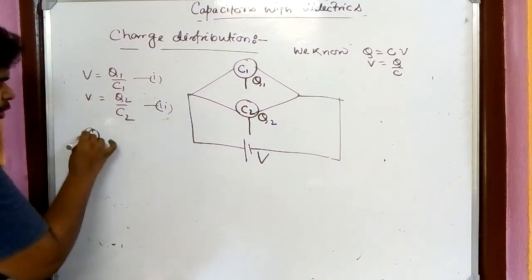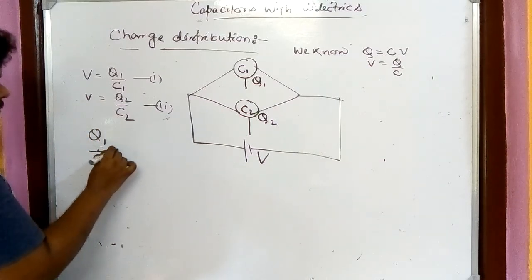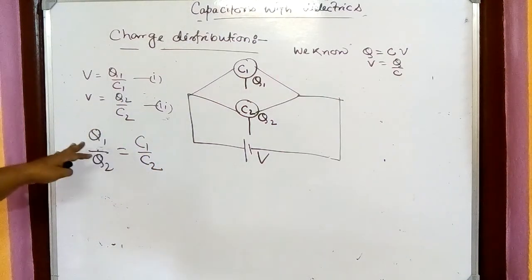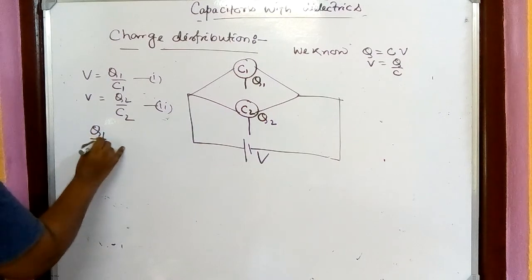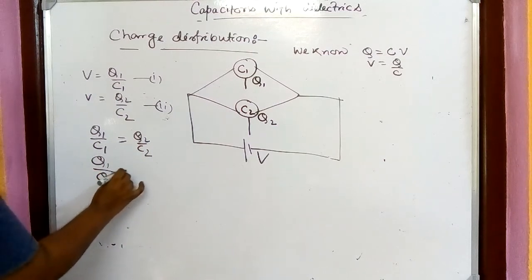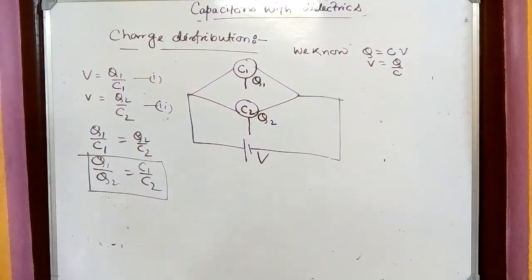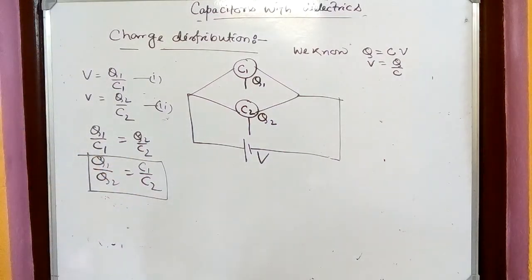So we can write Q1 by C1 equals Q2 by C2, and then Q1 by Q2 equals C1 by C2. What do we want to say from here? We want to say that the charge is distributed in the ratio of their capacitances. So whatever the ratio of the capacitances, that will be the ratio of the charges also.